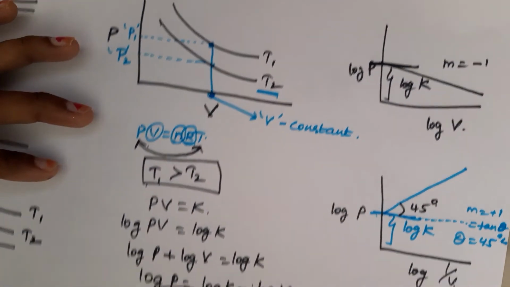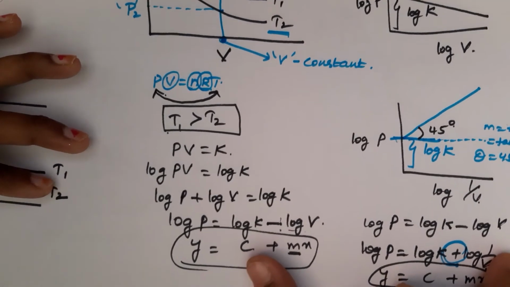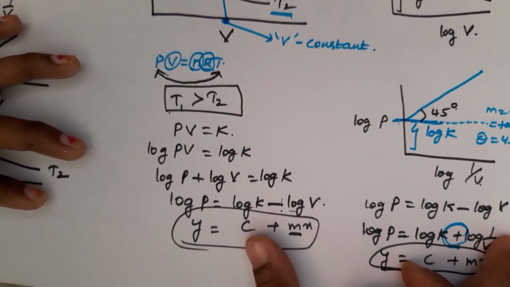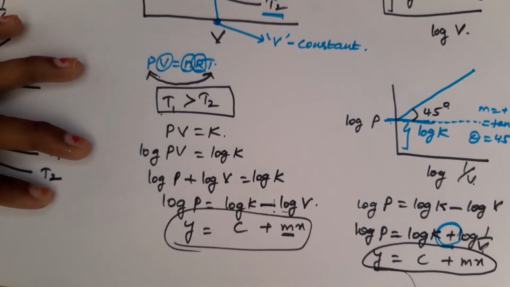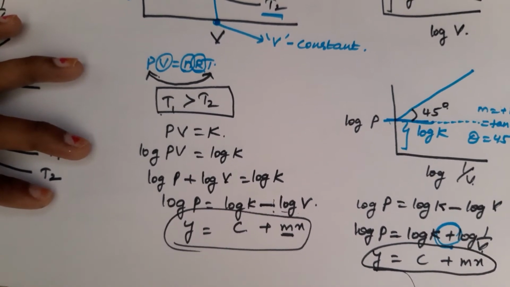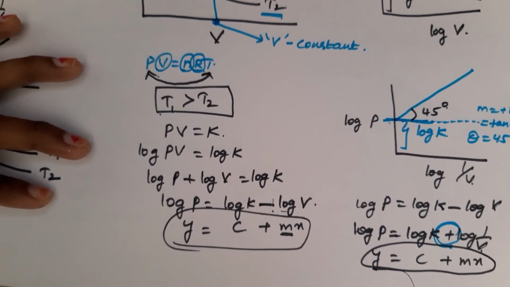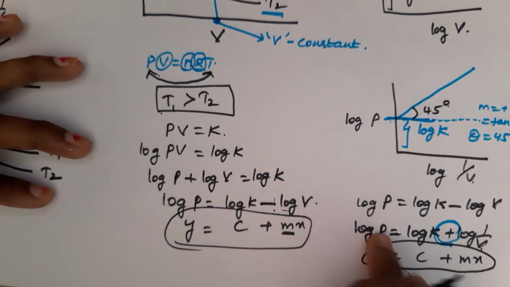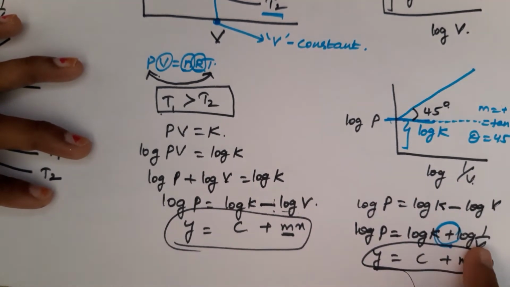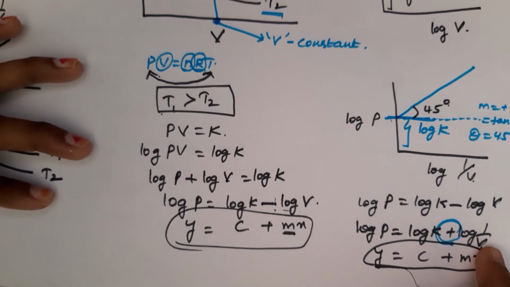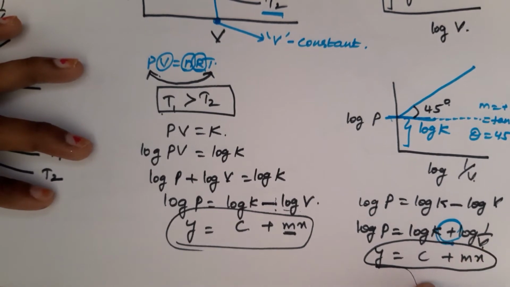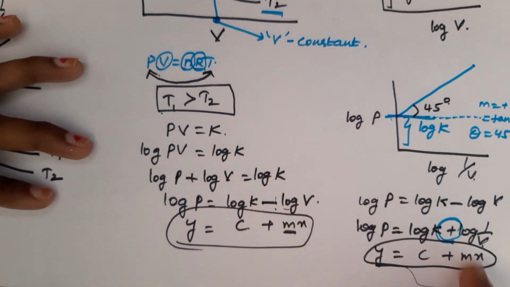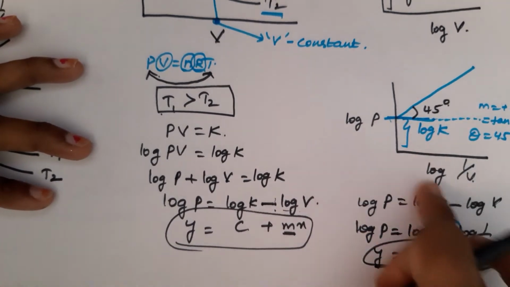Similarly, I am taking another, similar expression. PV is equal to K only. I am writing in terms of 1 by V. Log P is equal to log K minus log V. Here we can write it as log P is equal to log K plus log 1 by V. This is also correct. This expression is also compared with y is equal to mx plus c. Here the y value is log P and the x value is log 1 by V.